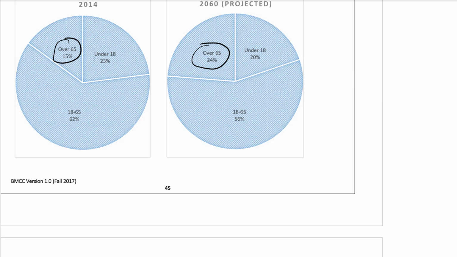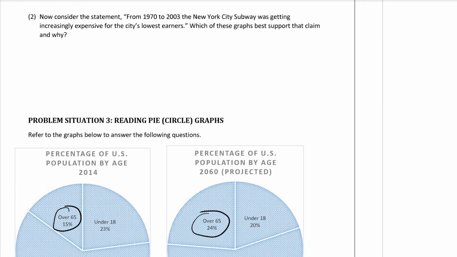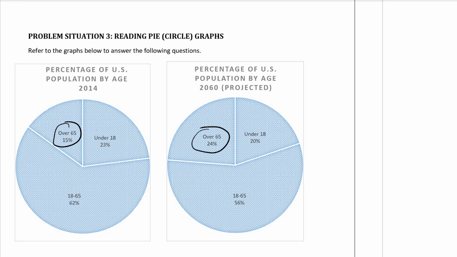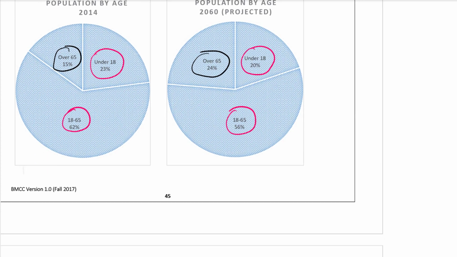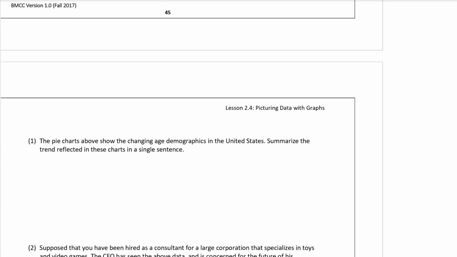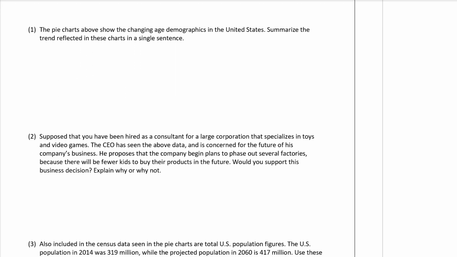It's a bigger piece of a pie, as you can see. The younger population under 18, as a percentage, is going to fall, as well as the group between 18 and 65. So in one sentence, I would write: population over 65 is projected to increase as a percent of the entire U.S. population. Percentage is projected to increase. So that is what you could write.